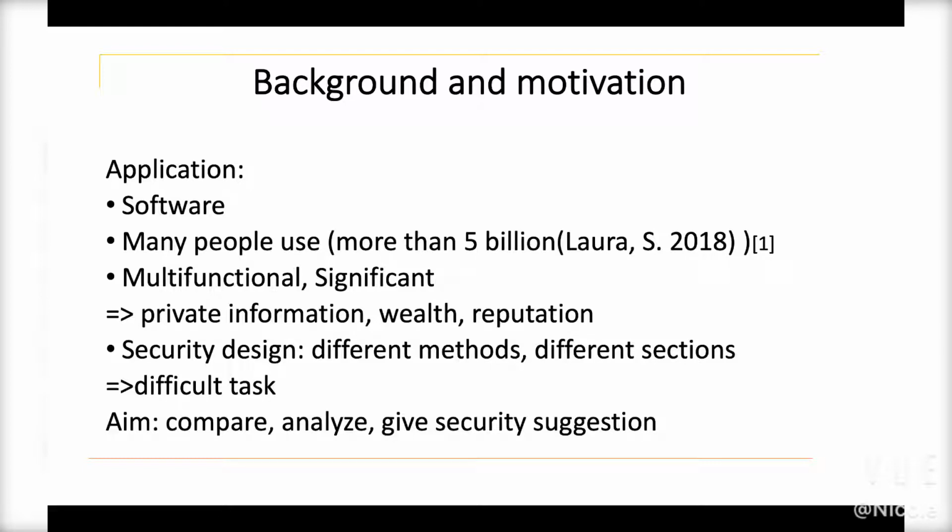Why should we do this research? Because so many people use them. From Laura's report in 2018, more than 5 billion people in the world own smartphones, and they use mobile applications for their daily life. Mobile applications are multifunctional and significant. For example, people could use them to manage their bank accounts, buy items from online shops, and even work and manage their company. So it is important for them to protect their private information, their wealth, and reputations.